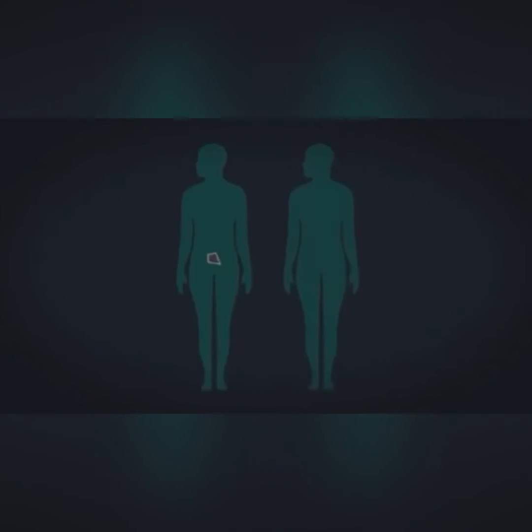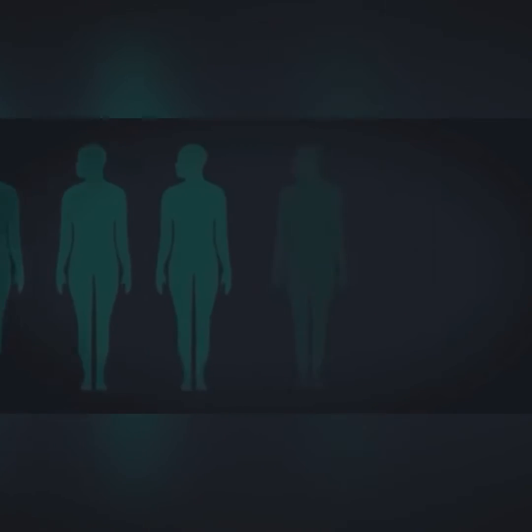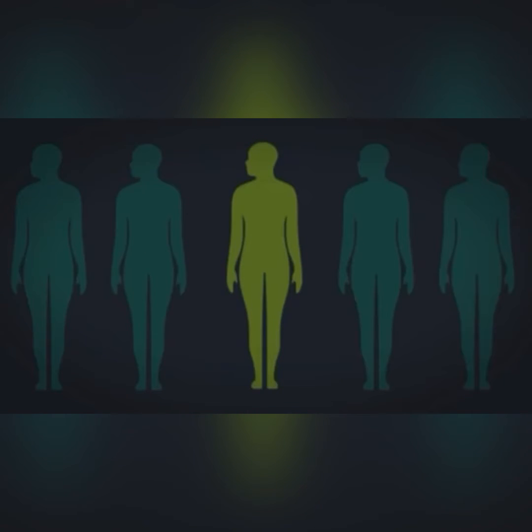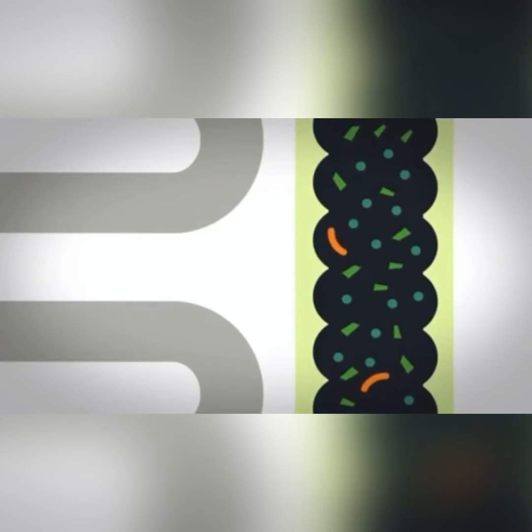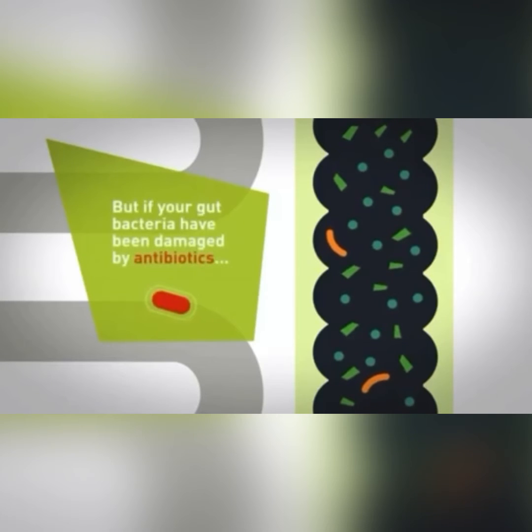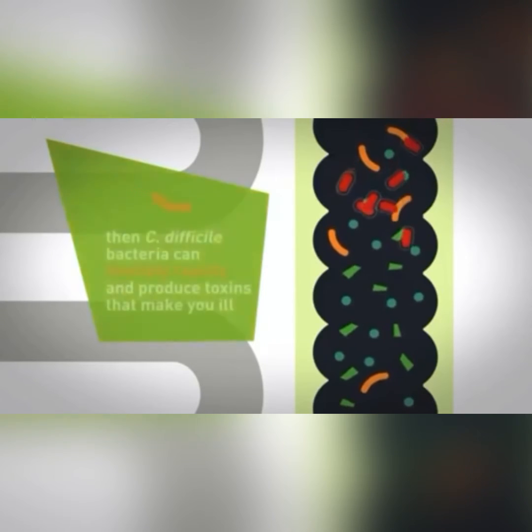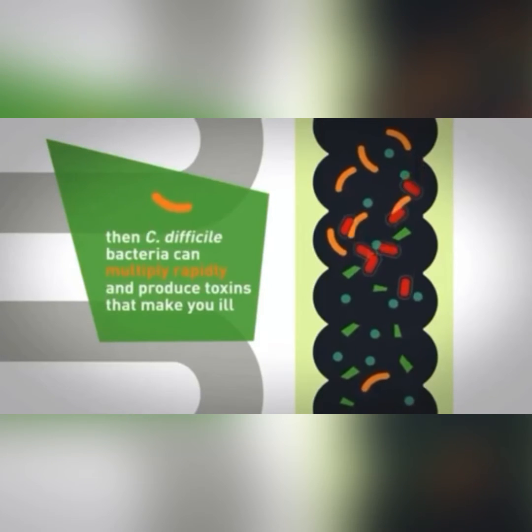Clostridium difficile is a type of bacteria that can cause severe infections in the gut. As many as 1 in 30 of us have C. difficile present in our digestive system. In those with a healthy gut, it can live harmlessly because the overall population of microbes, known as the microbiota, keep it under control. But if the balance of your microbiota has been damaged, maybe after a routine course of broad-spectrum antibiotics, then C. difficile bacteria can multiply rapidly and produce toxins that make you ill.